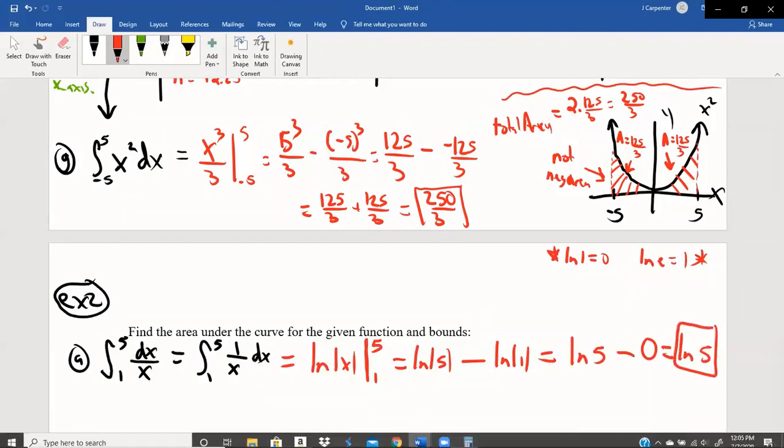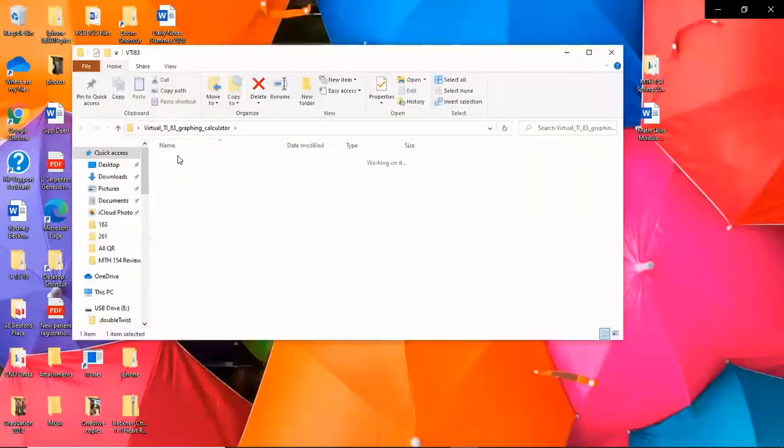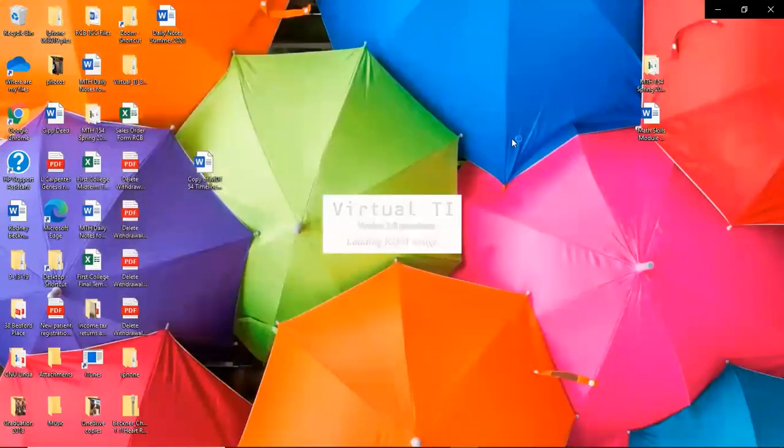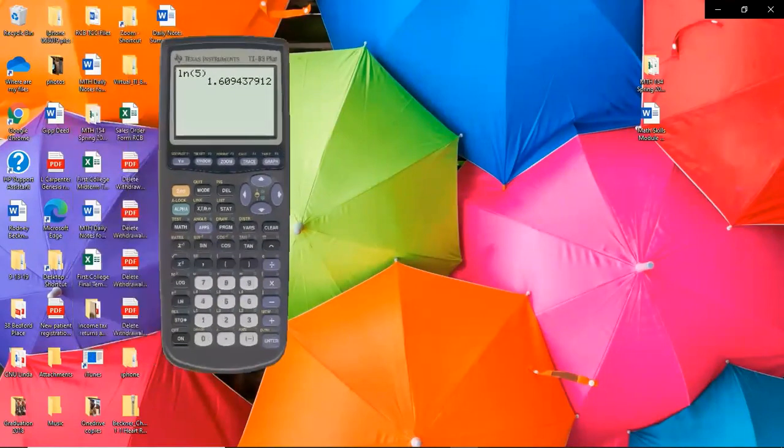If you're curious as to what that number is in size, you can pull out a calculator and get an estimate. Natural log button, 5, close it. It's 1.61 or 1.6 depending on how you like to round. But that's a rounded answer.